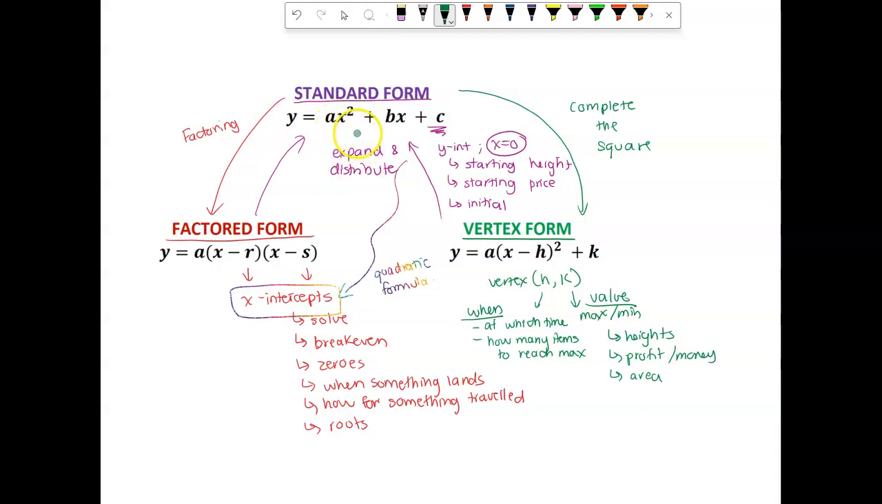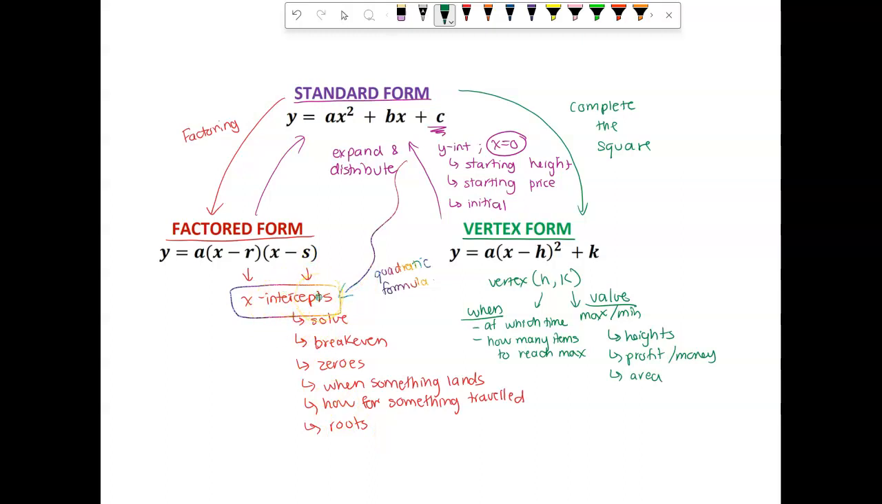All right, what if you need to find the x-intercepts? Well, we know factoring from unit 3, so you go into factored form, you find your r and your s. Remember, it's the opposite. Or if there's a number in front of the x, you're going to have to take each bracket and set it equal to 0. The x-intercepts in word problems are things like solve the quadratic. What's the break-even point? What are the zeros? When does something land? Like, how far does something travel? Or what are the roots of the quadratic? And that's when you're looking for the x-intercepts.